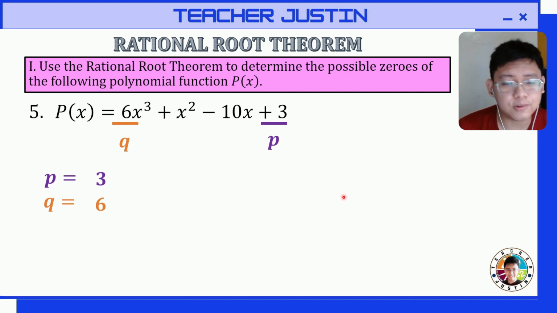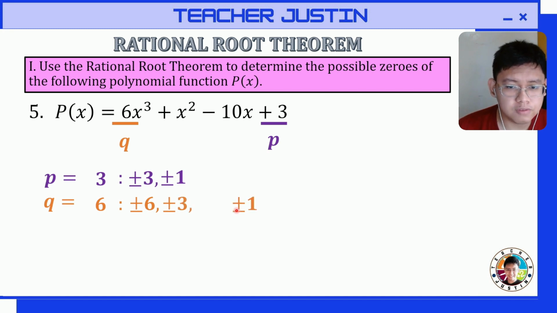Our next step is for us to apply factoring. So, we get the factors of our p and factors of q. So, sa p muna tayo, yung factors ni 3 is positive negative 3 and positive negative 1. Yung factors naman ni 6 is we have positive negative 6, positive negative 1, and positive negative 3, and positive negative 2. So, ito yung factors nila.